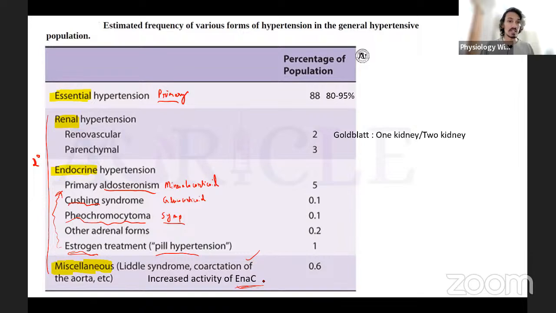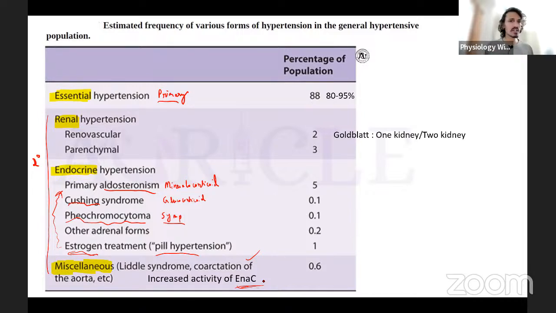Then we have renal hypertension. Renal can be either a renovascular problem or a parenchymal problem. Anywhere the renal parenchyma is affected. What is the function of the kidney? Kidney function is to filter and excrete urine, or decide how much needs to be excreted and kept back. When that is not happening, if there is some parenchymal problem as a result of which it is not able to excrete urine, what happens? Salt and water get accumulated more and more, resulting in hypertension, because it's not getting excreted.